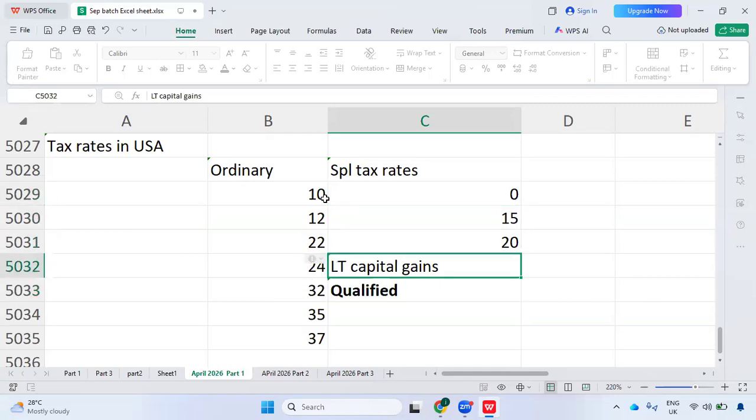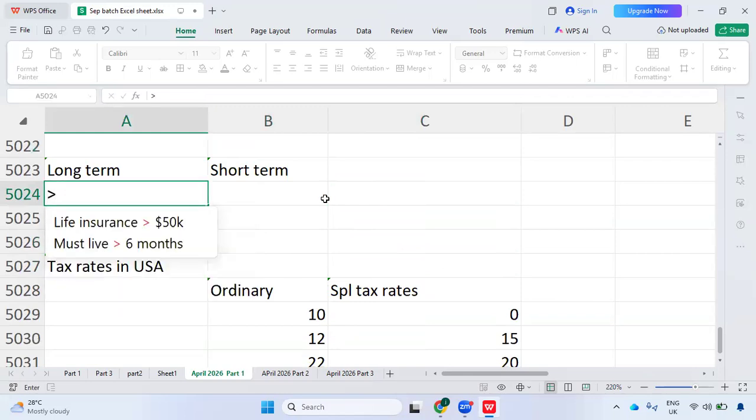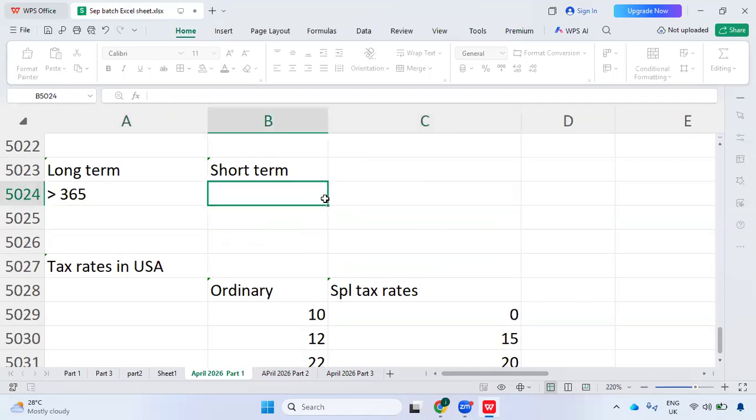And what about long term capital gain? Why special tax rates for long term capital gains? Long term means more than 365 days. Short term is less than or equal to 365 days. So if the holding period of the property is less than or equal to 365 days, then we call it short term, and whatever gain we have, we call it short term capital gains.